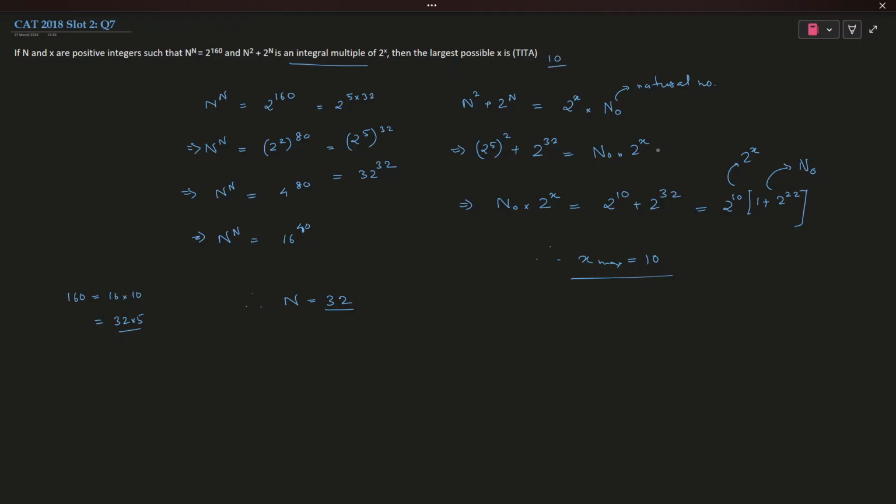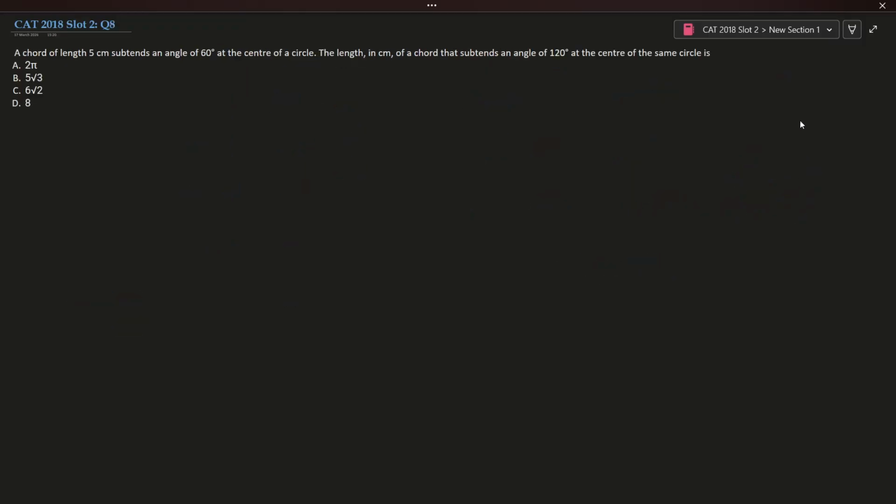Okay guys, good question, I would say, moderate level difficulty. Let's move on to the last question for today. A chord of length 5 cm subtends an angle of 60 degrees at the center of a circle. The length in centimeter of a chord that subtends an angle of 120 degrees at the center of the same circle. Okay, question from geometry.